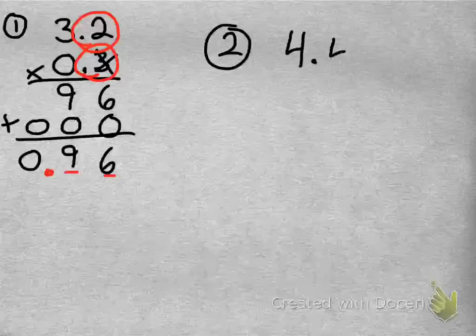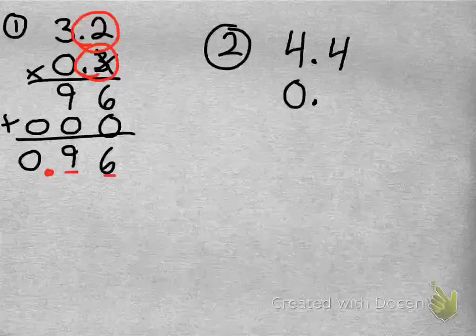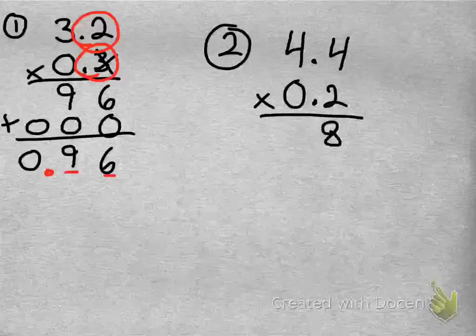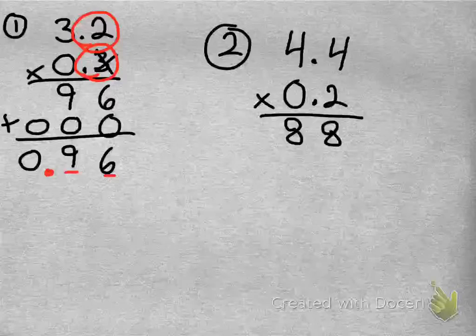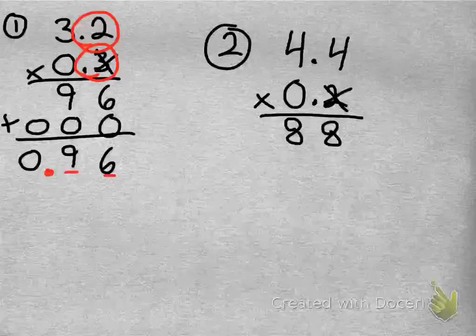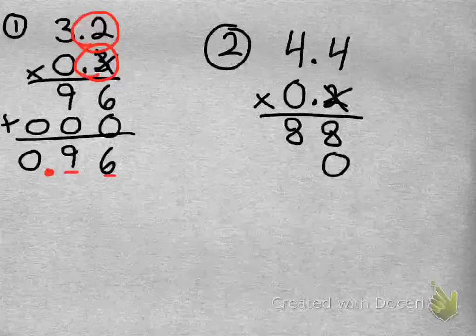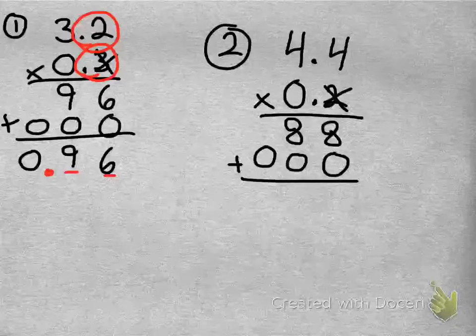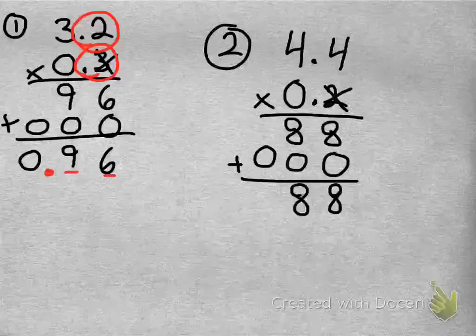Number 2, 4 4/10 times 2/10. 2 times 4 is 8. 2 times 4 is 8. Tick. No tack, but toe. 0 times 4 is 0. 0 times 4 is 0. Add up my partial products. 88 plus nothing is just 88.